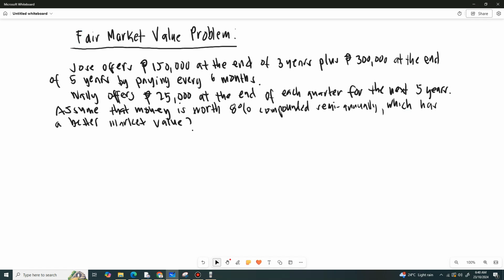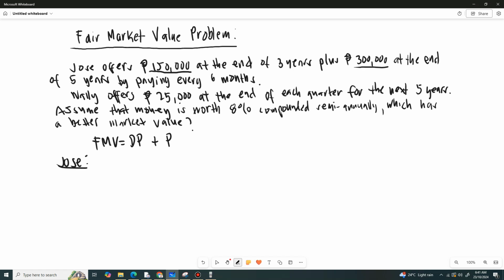So, meron tayong dalawang offer dito kay Jose at kay Wally. So, we are going to solve first for Jose and find the fair market value. By the way, the fair market value formula is FMV is equals to down payment plus present value. Okay, for Jose's offer, so meron tayong nakikitang 150,000 at the end of 3 years plus 300,000 at the end of 5 years.